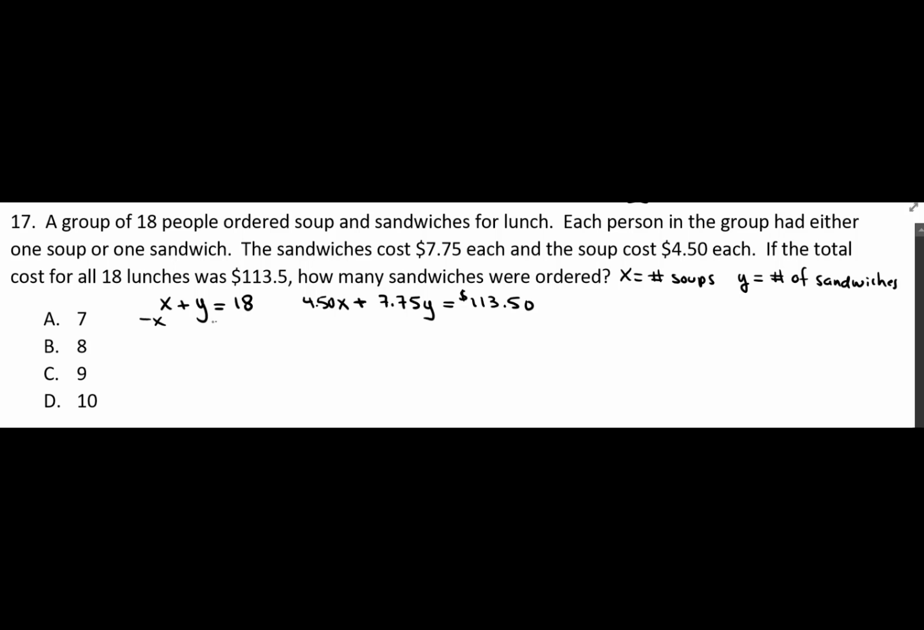Again, we're going to isolate one of the variables. We're going to subtract x from both sides, so y is going to equal 18 minus x. And then we're going to come back into the second equation, and we're going to plug in the y with 18 minus x. So this is 7.75 times 18 minus x is equal to 113.50.